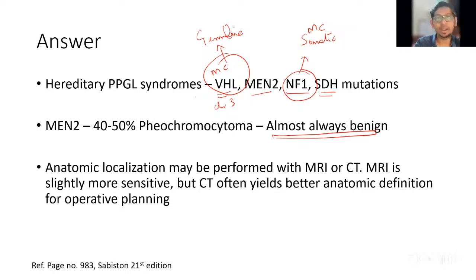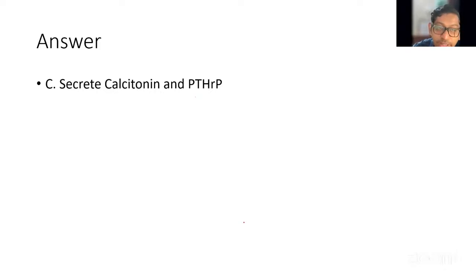And again, when we compare head-to-head CT with MRI, CT is something that we most commonly use for evaluation of an adrenal mass. However, MRI is slightly more sensitive. It can pick up even smaller lesions. Sometimes we also use something known as chemical shift imaging, so we are able to differentiate between a lipid rich and a lipid poor adenoma. So this is what we use an MRI for. However, CT offers a better anatomical delineation. So the answer here is that they do secrete calcitonin and PTHrP.